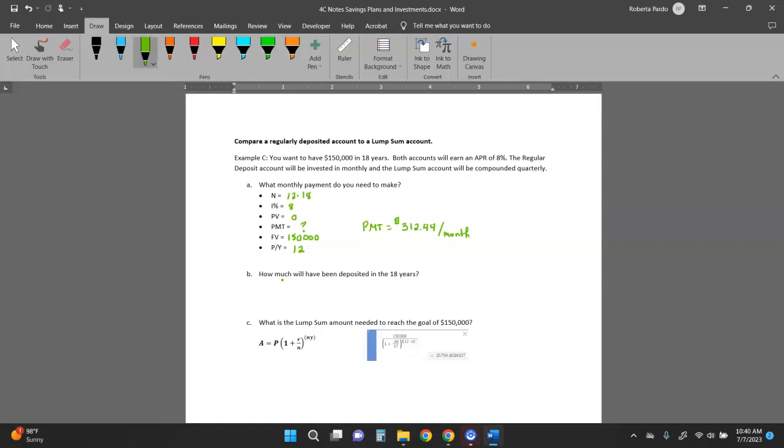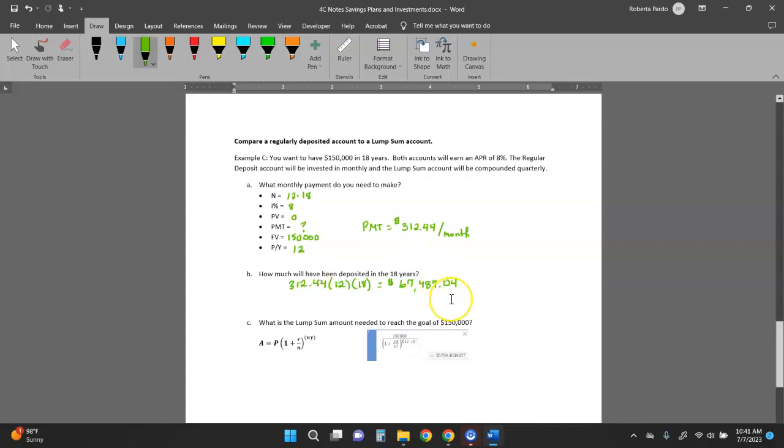How much will have been deposited in 18 years? So we're going to take $312.44 times every month for 18 years. And let's go ahead and do that calculation. And we end up with, we deposited $67,487.04. And remember, when we deposit the $67,000, we end up with $150,000.